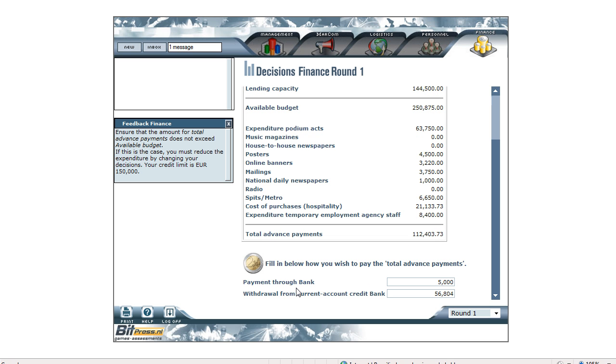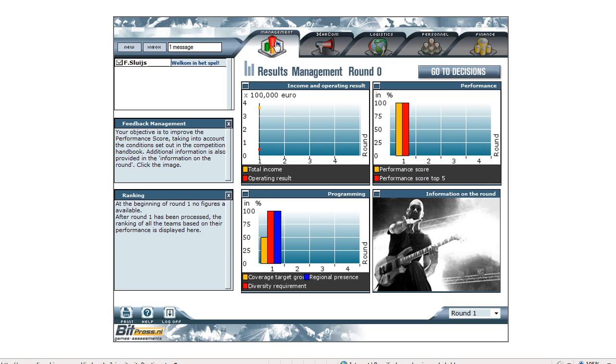You have to fill in how you wish to pay the total advance payments, and you have to do this as much as possible through your bank account, because you receive 0% interest on that, and that way you have to lend as little money as possible, and the rest you can withdraw from your current account, credit from the bank. Now we filled in our decisions for every department, and then we'll have to wait for the processing of this round to see the results.